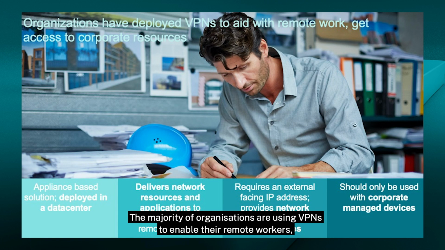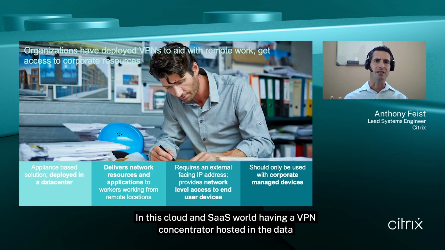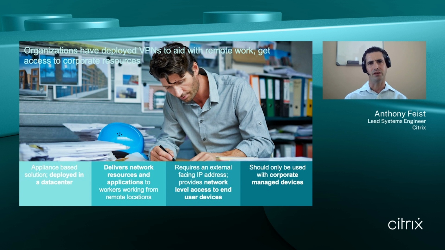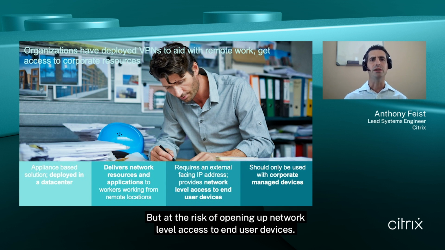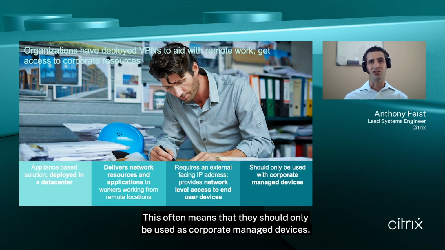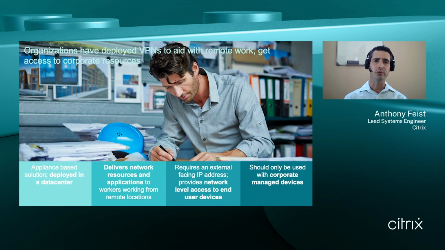The majority of organizations are using VPNs to enable their remote workers, but many are discovering its limitations. In this cloud and SaaS world, having a VPN concentrator hosted in the data center when users are remote just doesn't make sense. They are effective in delivering network resources and applications to remote workers, but at the risk of opening up network-level access to end-user devices. This often means that they should only be used with corporate managed devices. So how do you accommodate third parties and contractors who also need to access those resources?